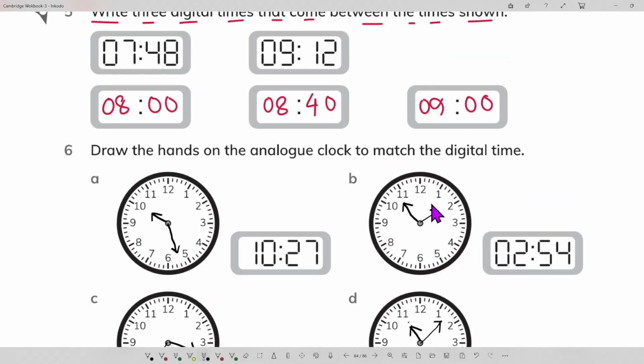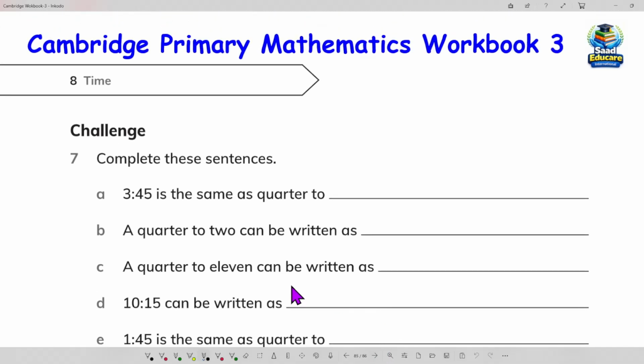Okay, so very simple. Now complete this sentence. This one we can write 45 minutes past 3.